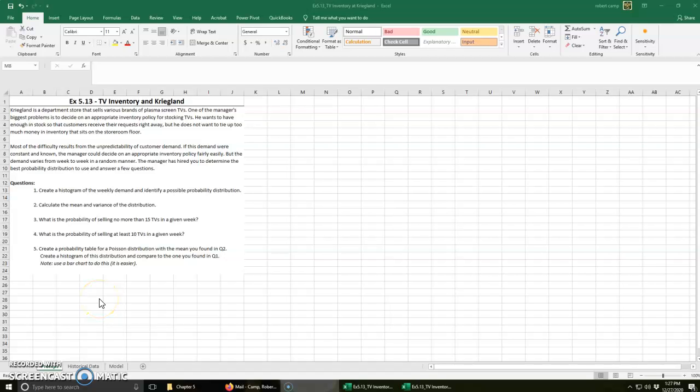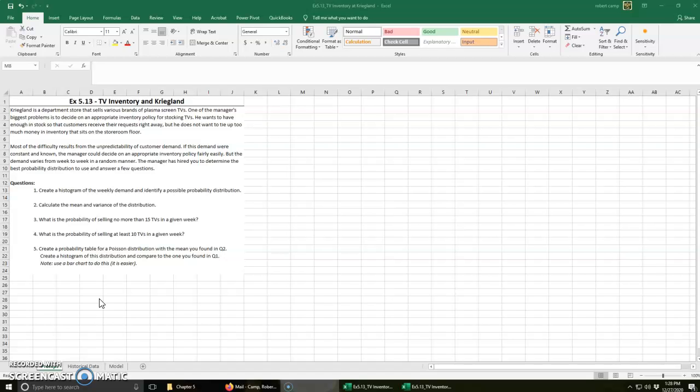Let us continue to look at different kinds of distributions. Kriegland is a department store that sells various brands of plasma TVs. One of the manager's biggest problems is to decide an appropriate inventory policy for stocking TVs. He wants to have enough in stock that customers are going to receive their requests right away, but he doesn't want to tie up a bunch of money in inventory that's just going to sit on the floor.